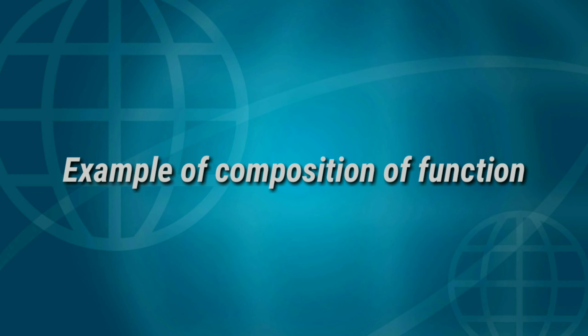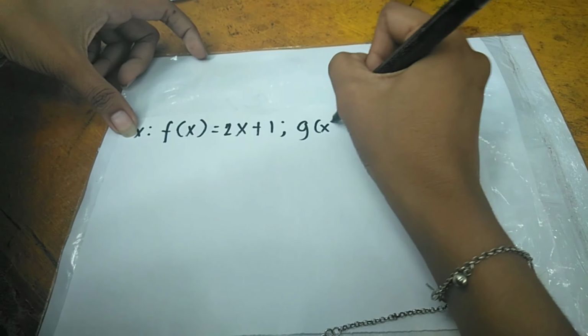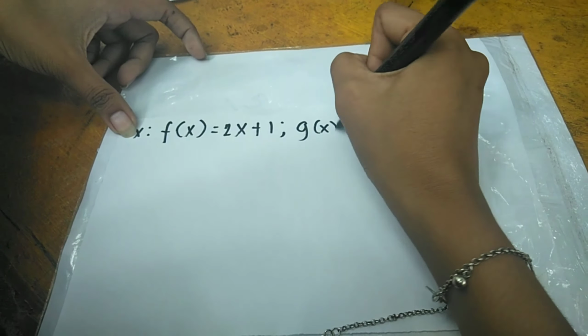So next is the composition of functions. For example, f of x is equal to 2x plus 1, g of x is equal to x minus 2, and h of x is equal to x squared plus 2x plus 1. So f of x is equal to 2x plus 1, then 2 times 2x plus 1, plus 1 is equal to 4x plus 2 plus 1. So therefore, the answer is 4x plus 3.